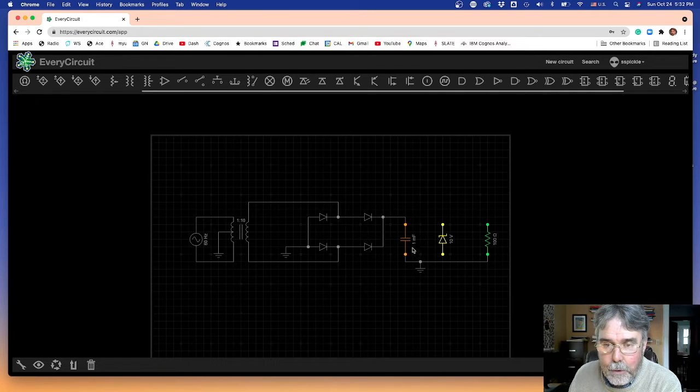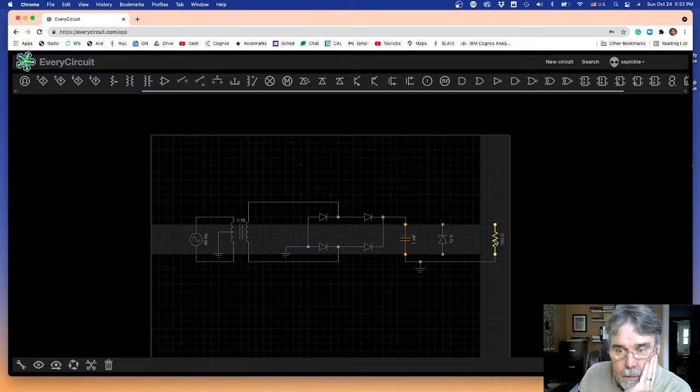So I've got 10 volts here. If I want 5 milliamps for the Zener, that means, well, I'm going to have a problem here, aren't I? Let's switch my load.